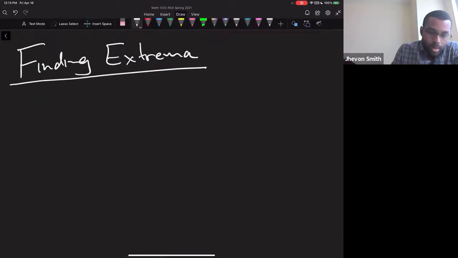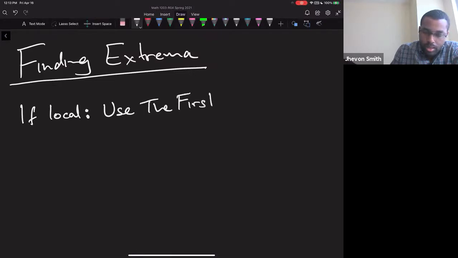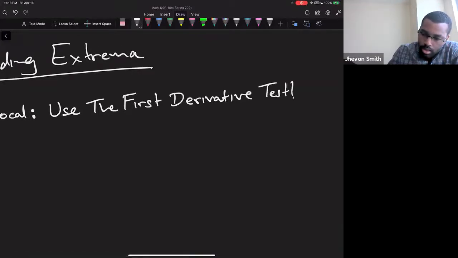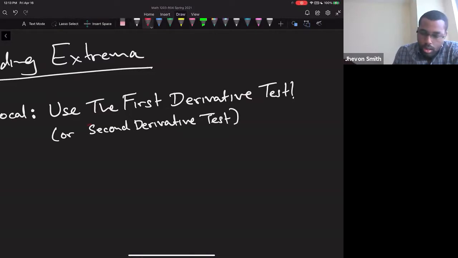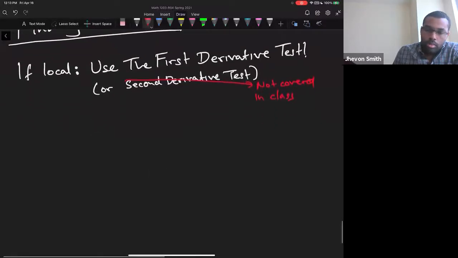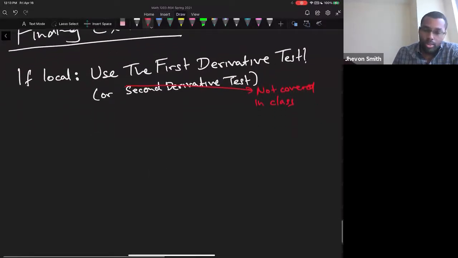So how do we find them? If local, we actually know how to do that already. Use the first derivative test. Notice that that involved finding critical points and then testing the interval on both sides. Or I guess you could say second derivative test as well, but we didn't cover that. So we actually know how to find the locals already. We've been doing it, actually.